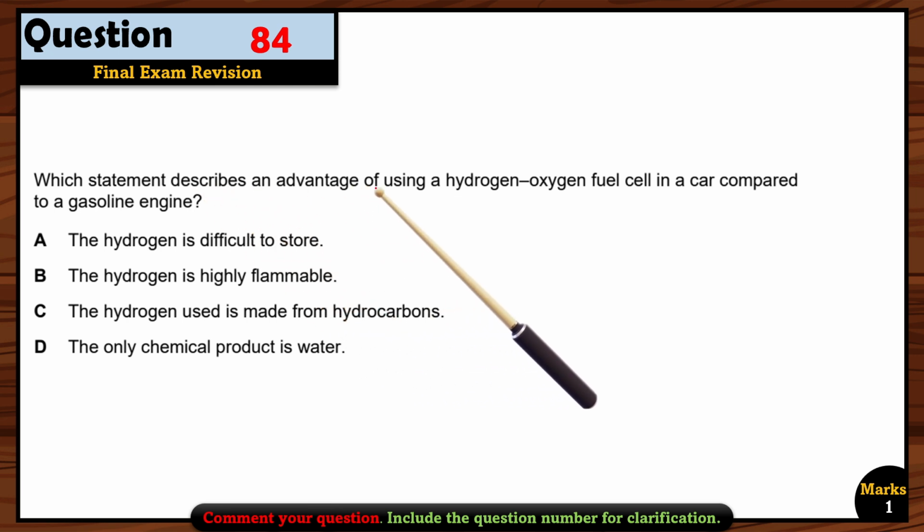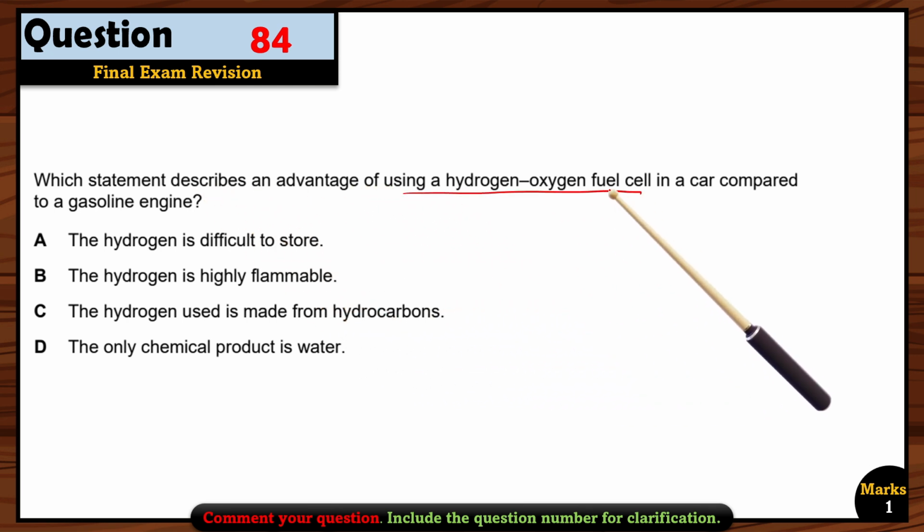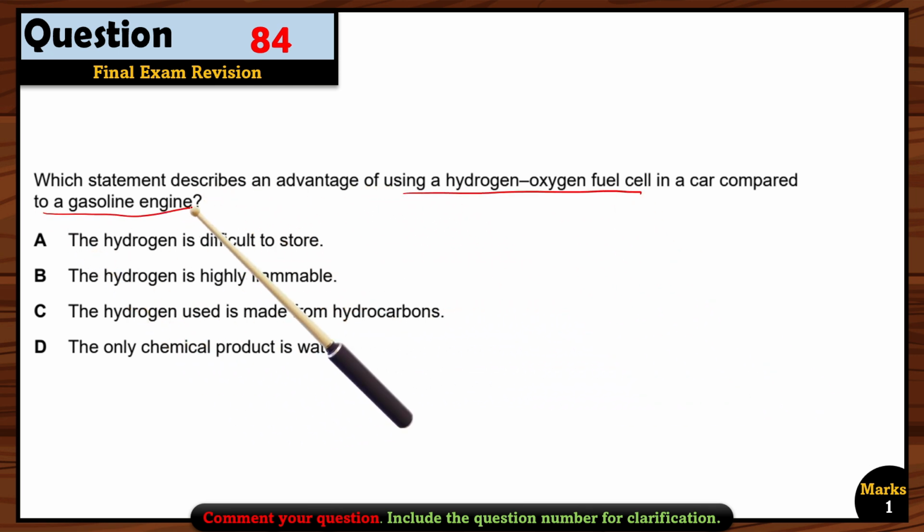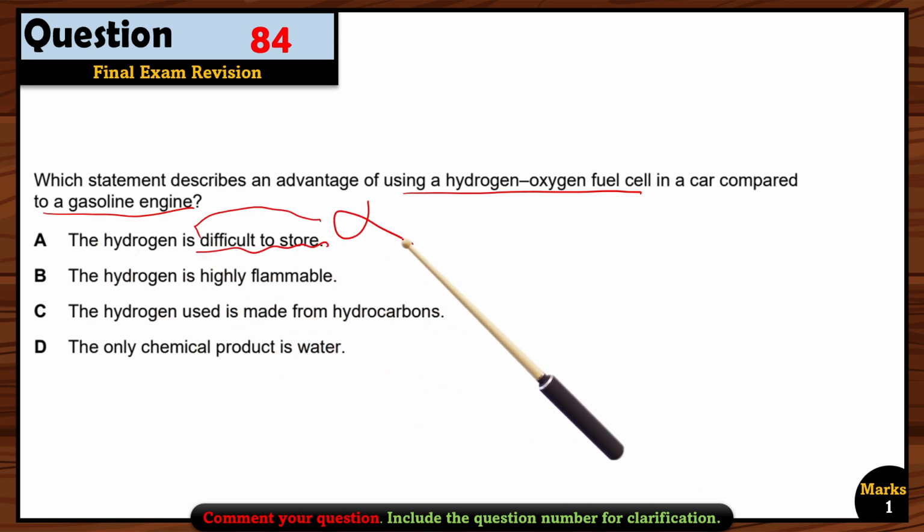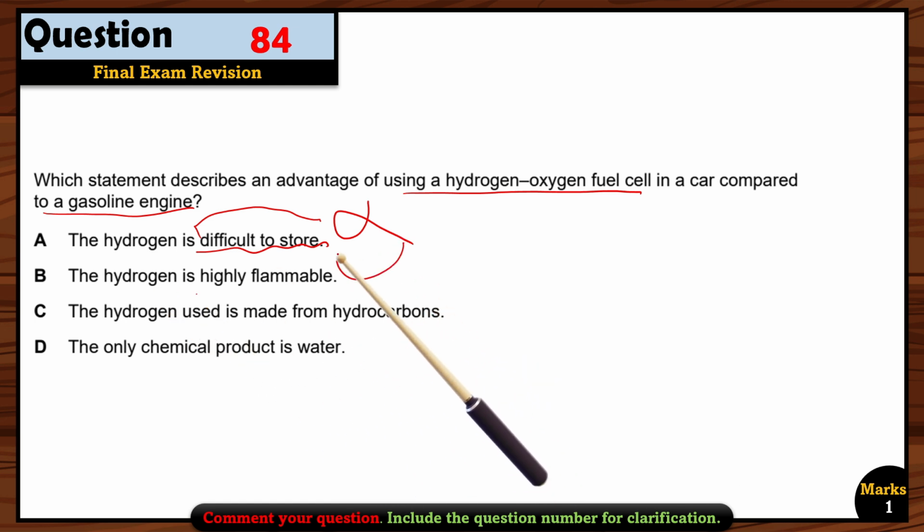84. Which statement describes an advantage of using a hydrogen oxygen fuel cell in a car compared to a gasoline engine? The first is that hydrogen is difficult to store. So it's not an advantage. Of course, it's a disadvantage. So that's wrong. Hydrogen is highly flammable. Of course, it's also a disadvantage. It's not an advantage. These statements are right, but actually they are disadvantages.